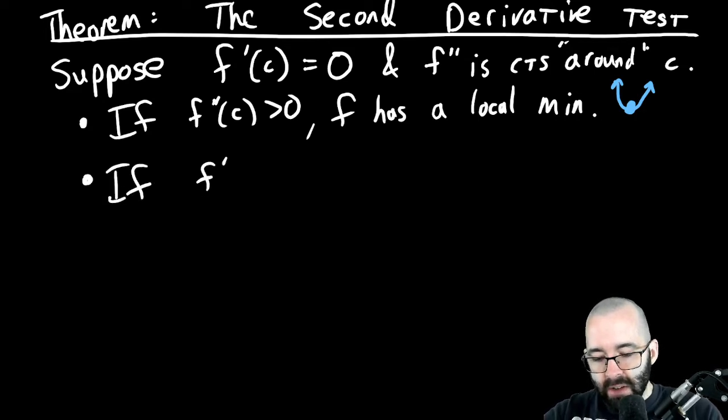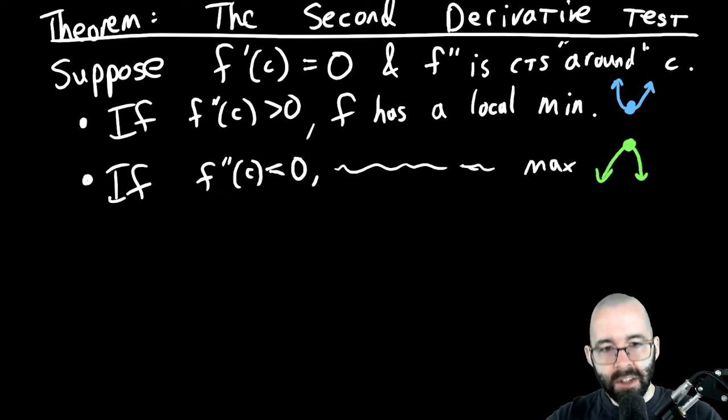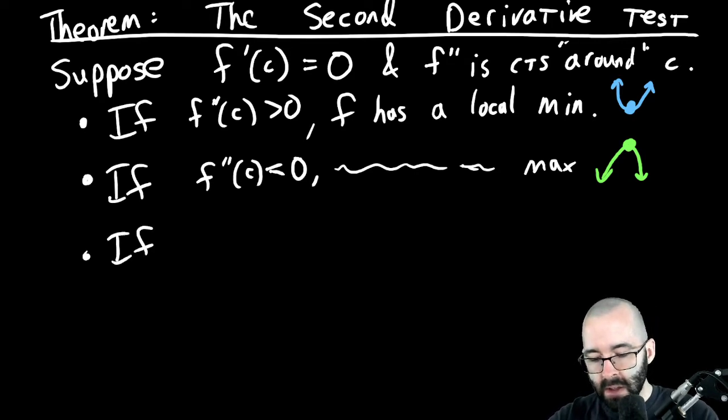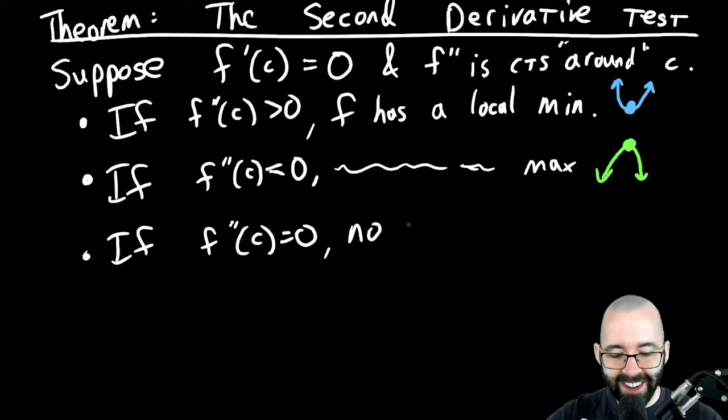If the second derivative is negative here, if it's concave down, what do you think is going to happen? Going to have a local max. Right? Concave down with a horizontal tangent line is a local max. If the second derivative equals 0, well, then we can't use the test.